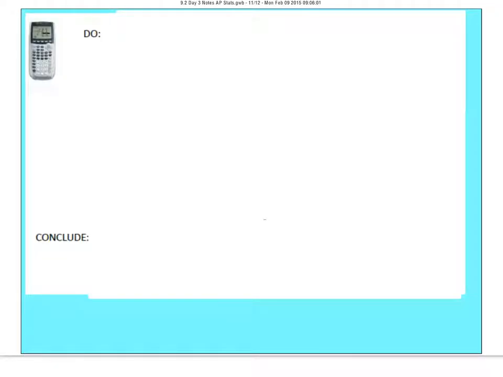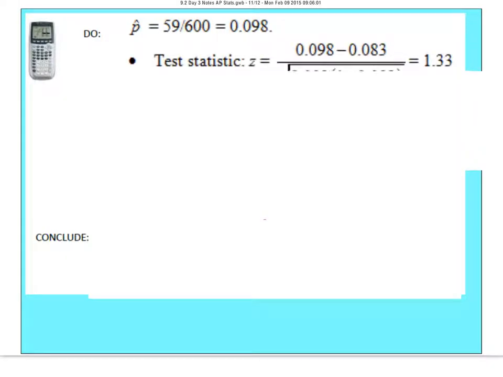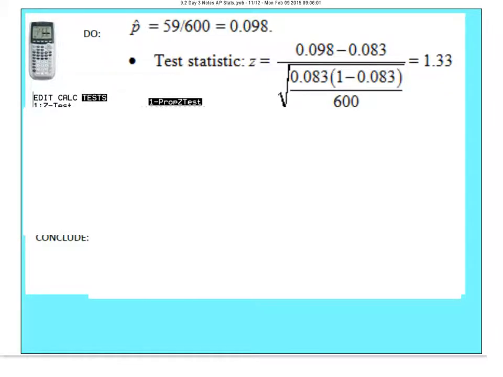Now for the do portion, I'm just going to show you a few key statistics that I would list, and then I will talk about the calculator keystrokes. So for the do portion, P hat in this case is 59 out of 600, so 0.098 is P hat. If they asked us to show the test statistic, if you actually tell them the test you're doing and just give the calculator output, you would be fine. But it's good to see this test statistic written out. It's going to be P hat minus P naught over the square root of P naught times 1 minus P naught over N. So our test statistic is 1.33.